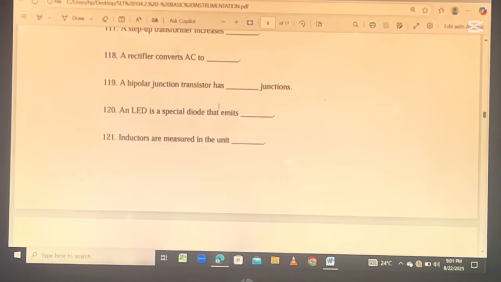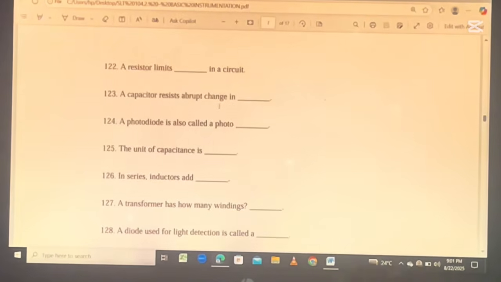Bi is two. Bi has to do with two, more like two poles. Now an LED is a special diode that emits dash. An LED is a special diode that emits light. Inductors are measured in the unit Henry. We've talked about that before.